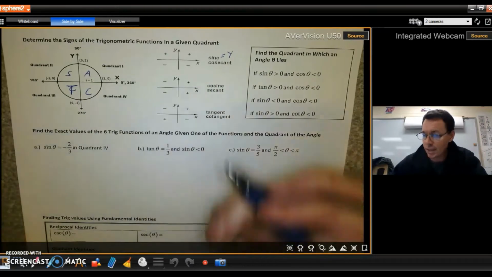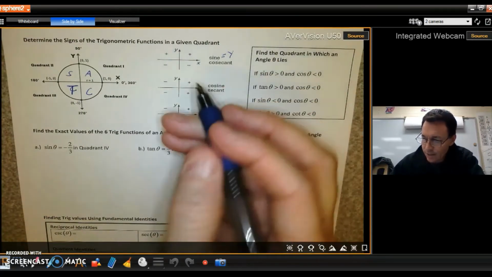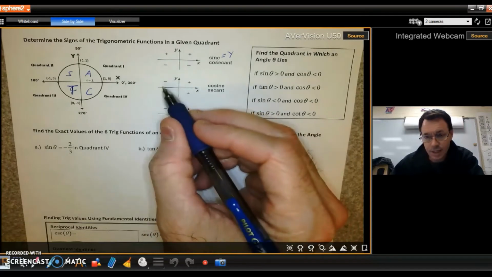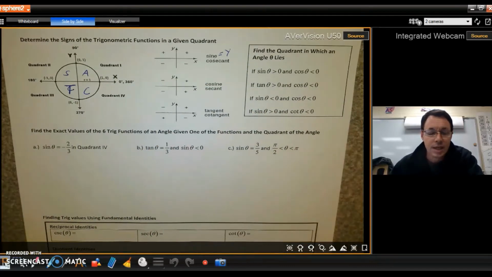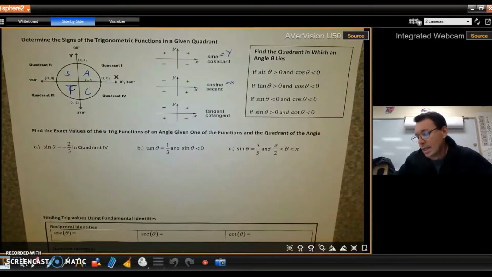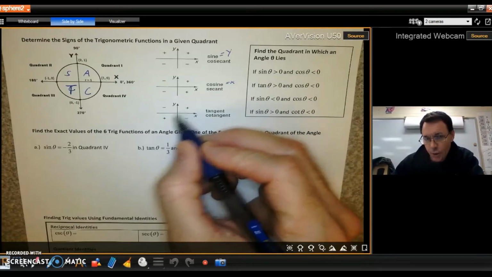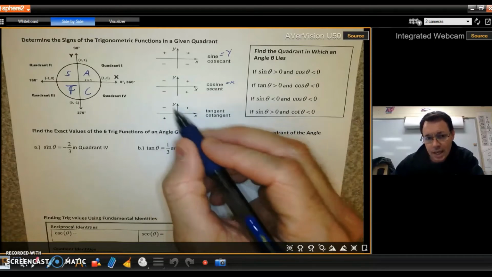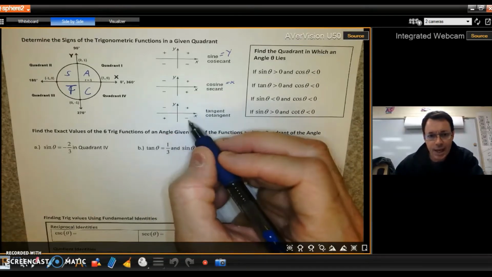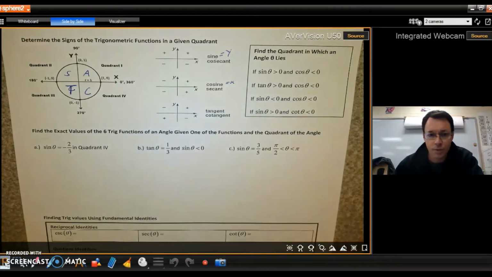Okay? Cosine is positive to the right of the y-axis, and it's negative to the left. Again, making sense since cosine has to do with the x coordinate. So it's going to be positive in the positive direction and negative in the negative direction. And then tangent is positive catty-corner from each other, and it's negative in these 2 diagonal quadrants. So 1 and 3 is where it's positive, and then 2 and 4 is where it's negative.